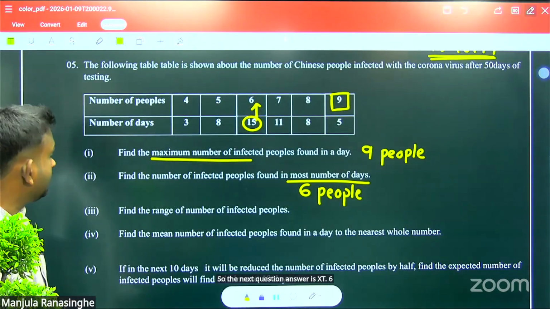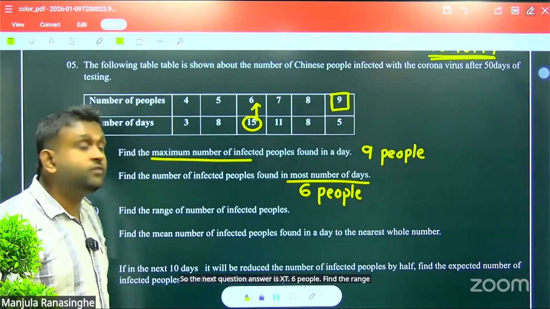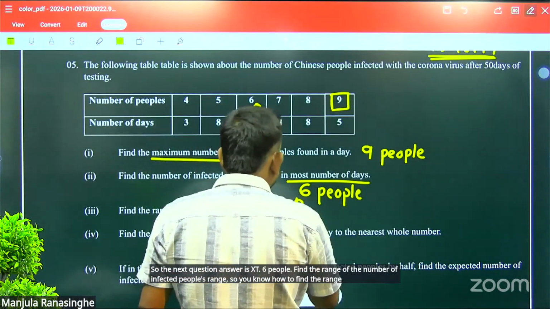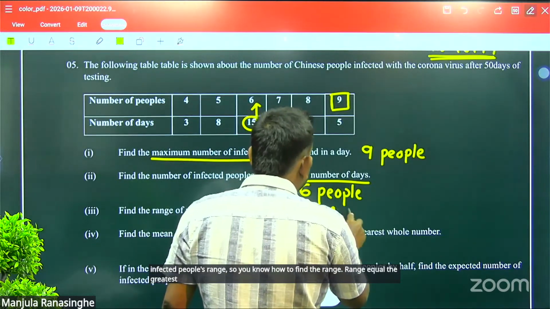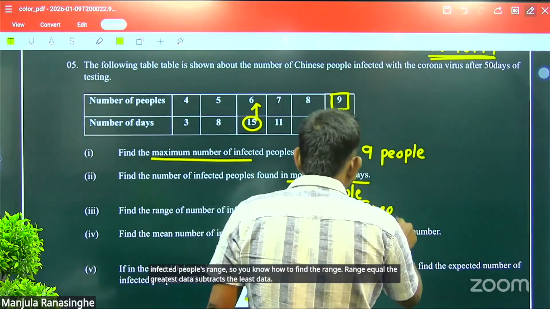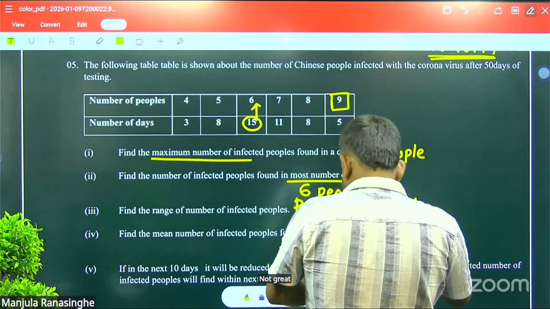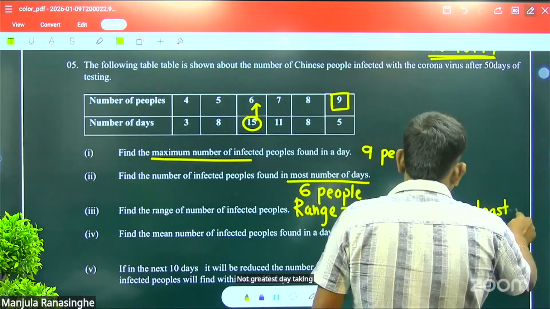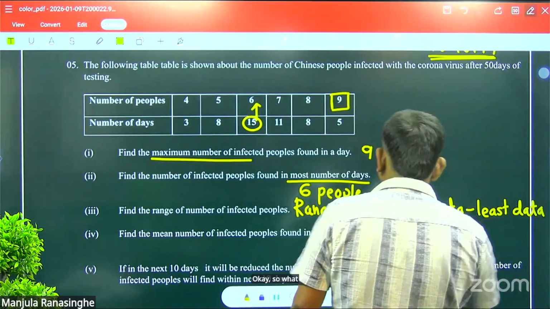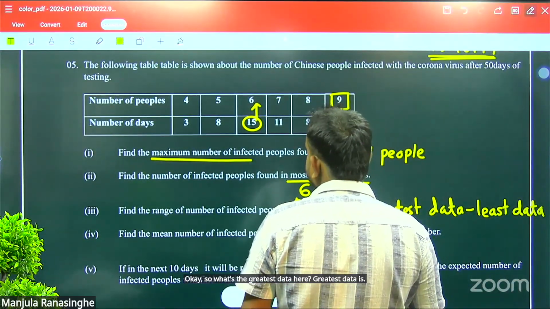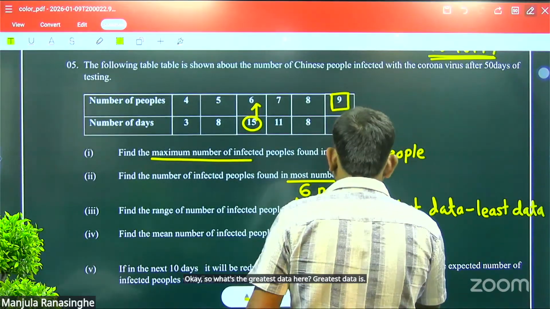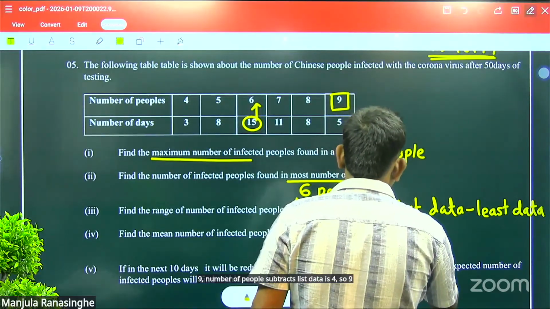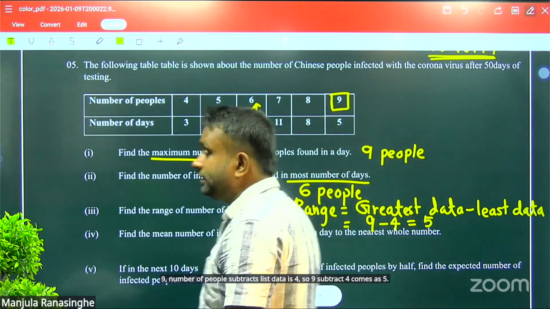Find the range of the number of infected people. You know how to find the range. Range equals the greatest data minus the least data. What is the greatest data here? The greatest is 9 people, and the least data is 4. So 9 minus 4 comes to 5.